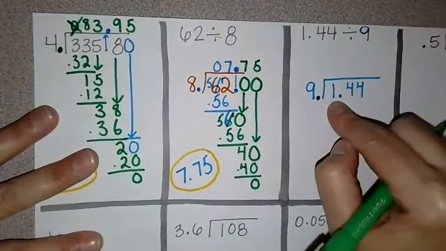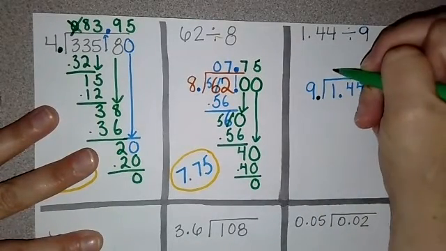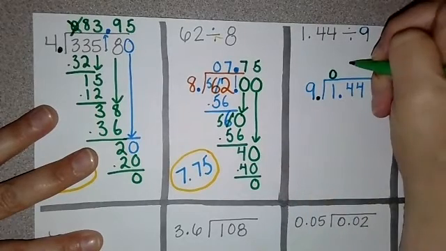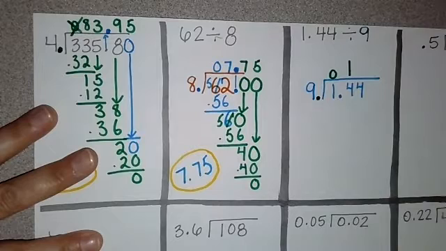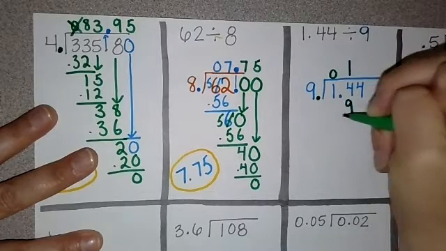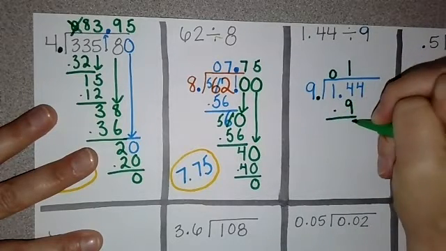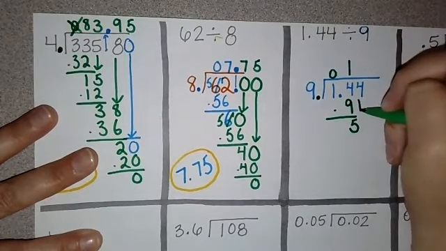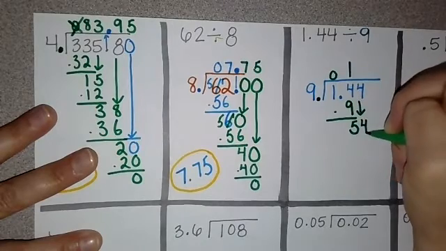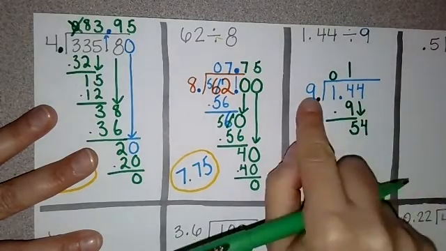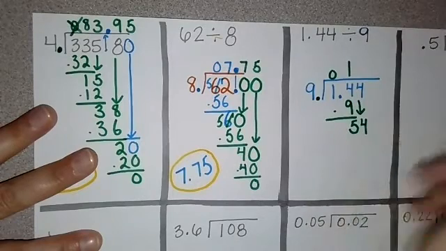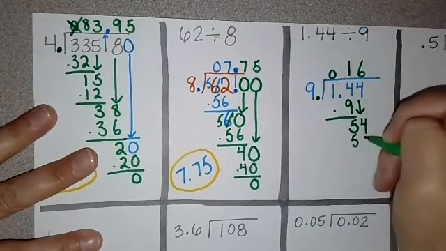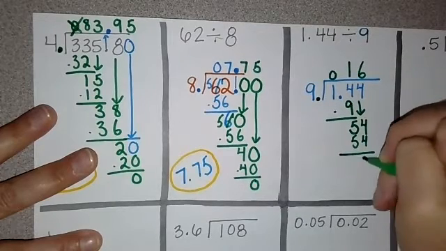Ben, how many 9s are in 1? Very good. Ben, how many 9s are in 14? What's 1 times 9? Put it underneath the 14. When I subtract, I get a 5. Now what, Ben? Very good. What's the new number that I'm working with? Very good. How many 9s are in 54, Ben? Put a 6 here. 6 times 9 is 54, and subtract.